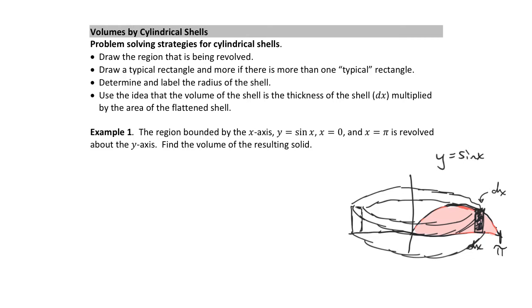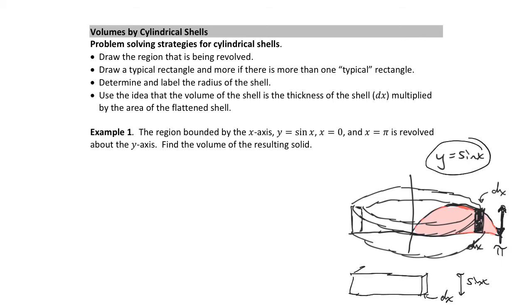Let's think about the shell once again. When we lay it all out, it's going to have the shape of a box. I'm going to draw the little box down here. That distance there is that little piece dx. The height of the box is the y value of an ordered pair, and the y value of an ordered pair is the sine of x.